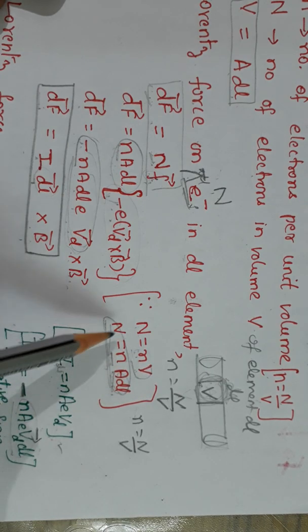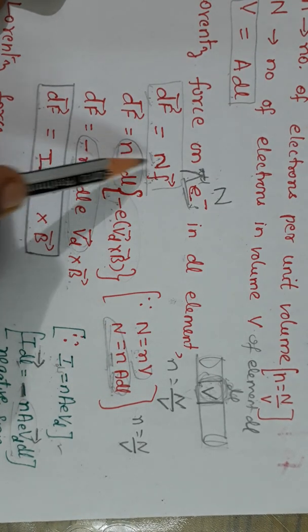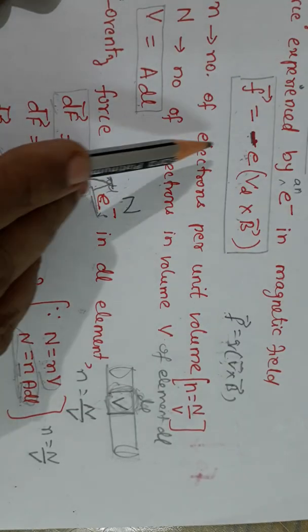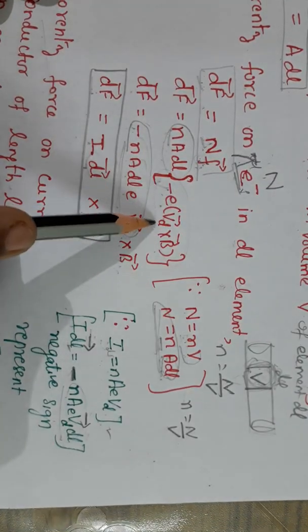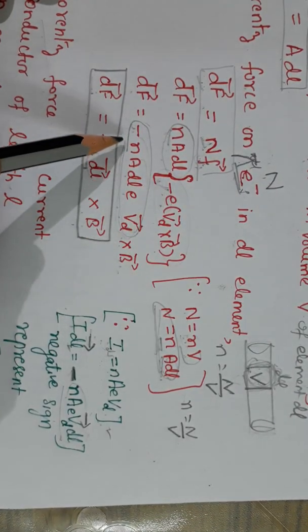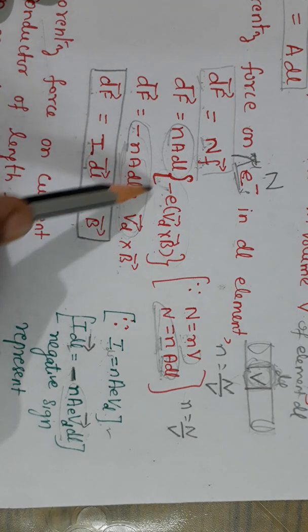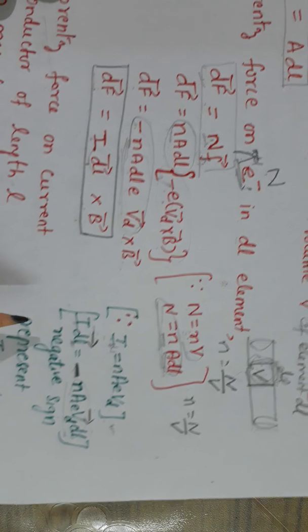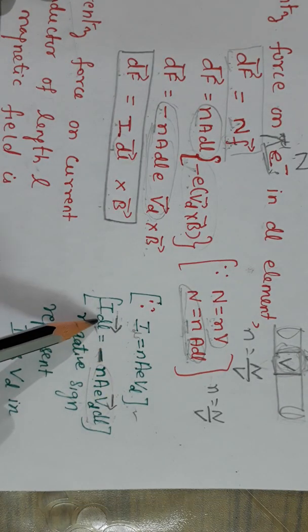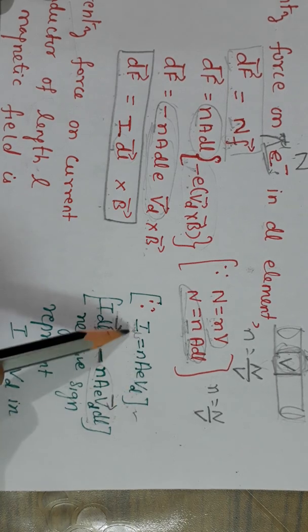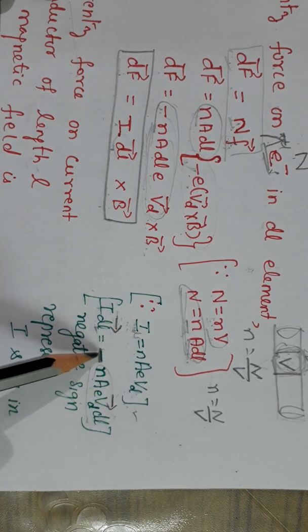This n value you can substitute here. So instead of n, NALF, the F value you already got here, right? F is nothing but minus e vd cross B. So the F value you have written here. Bring the negative sign and you can remove the bracket. Already I know I is equal to nAe vd. Multiply dl on both the sides, children, okay. dl multiplied on both the sides and introduce a negative sign.